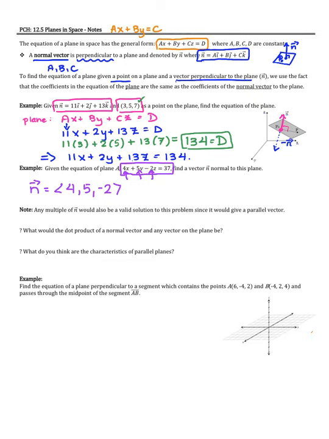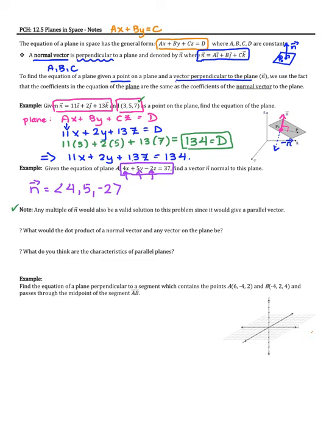So remember, the coefficients of the equation of the plane are also what goes into the normal vector to that plane. And like I said before, any multiple, so 8, 10, -4, would also be normal to that plane, or I could reduce it. All right, now let's do one.